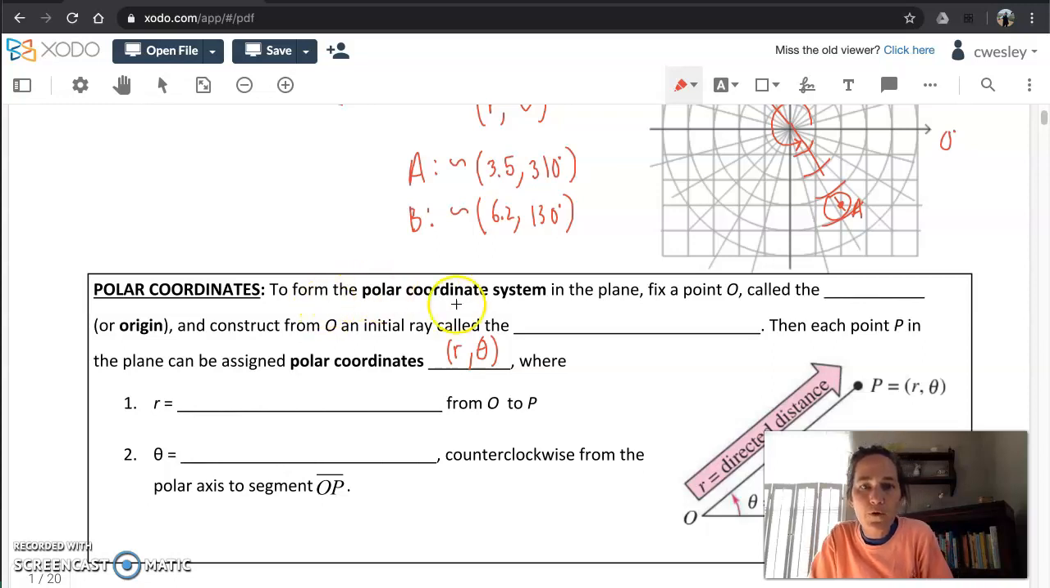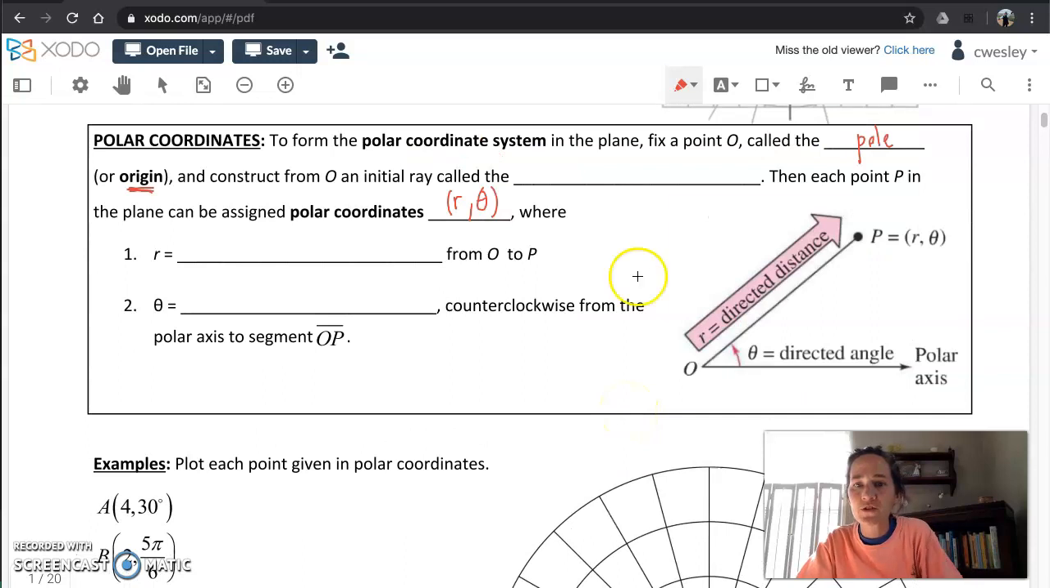So to form the polar coordinate system in the plane, you fix a point O called the pole. And O stands for origin. It's right at the origin in our case when we're graphing. And we're going to construct an initial ray. Here's the ray here, called the polar axis. It's making me think of Polar Express over here.